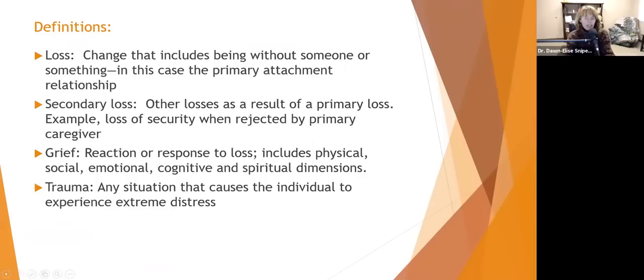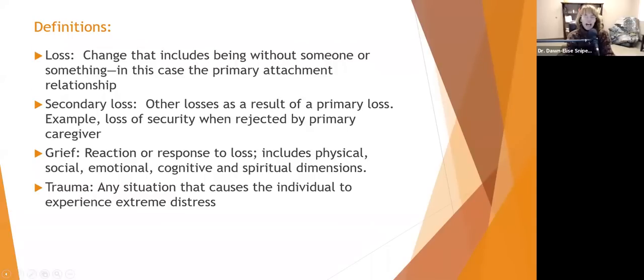Another example is if a child is rejected by their primary caregiver. The primary caregiver may not be emotionally available. They're dealing with major depressive disorder and not able to connect. They are addicted to substances and not able to connect. Something like that. So the primary caregiver is there physically, but not willing to attend or able to attend to the child in an emotionally sensitive and responsive manner.